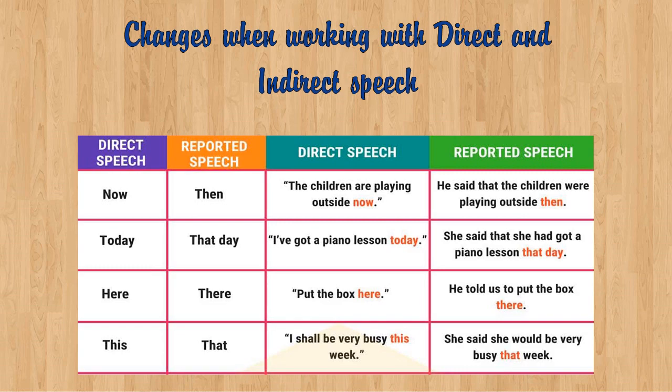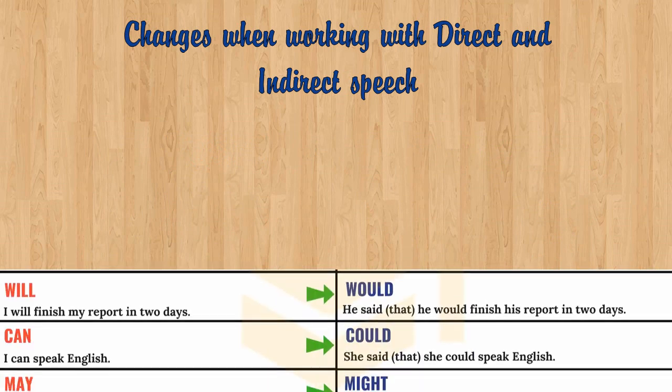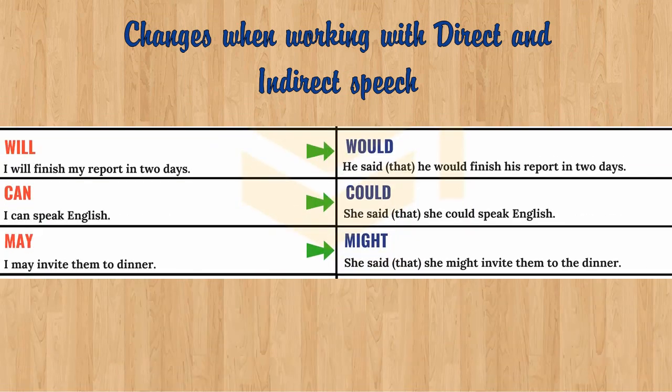Let's look at the auxiliary verbs that may change. Will becomes would. I will finish my report in 2 days. He said that he would finish his report in 2 days. Can becomes could. I can speak English. She said that she could speak English. May: I may invite them to dinner. May becomes might. She said that she might invite them to dinner.